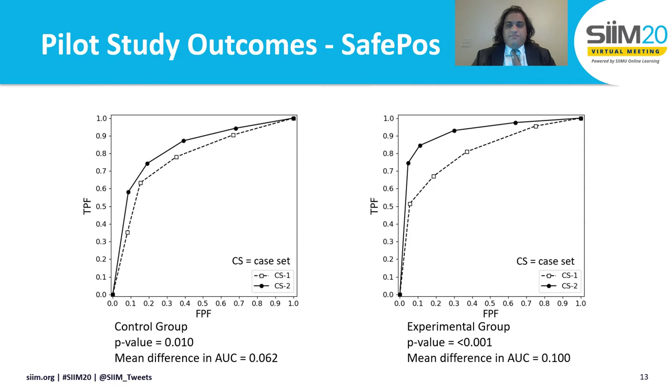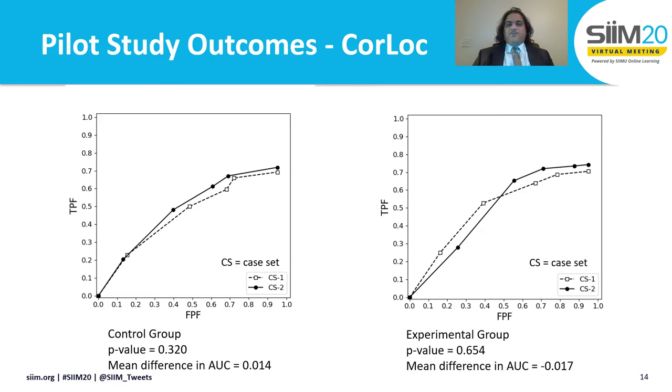So for safe positioning assessment, we found that there was some improvement in the control group after their control education, but there was substantial, significant improvement in the experimental group after their perceptual education. For correctly identifying the location of the tips, there was no significant improvement in localization after education in either the control or the experimental group.